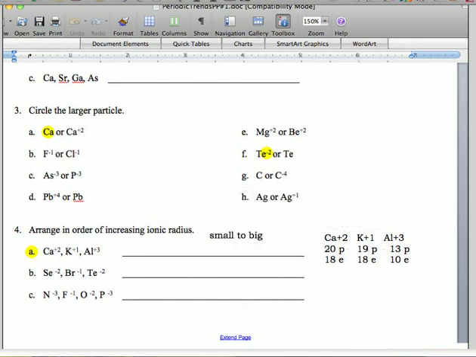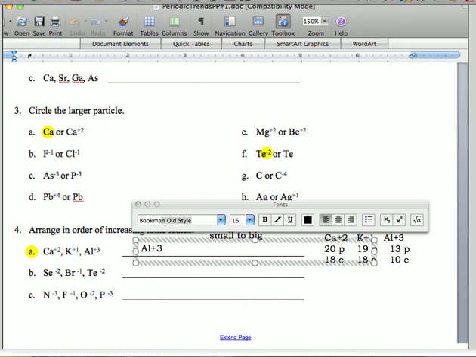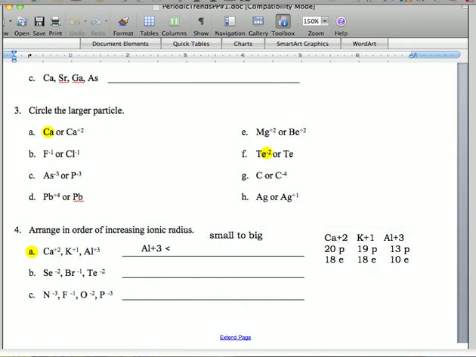And what you want to look at is, is there anyone that sticks out? Is there anyone that's much smaller or much larger? And the one that should stick out is that aluminum is much smaller. So what you would write is that aluminum plus 3 is smaller than, and then you get down to these two.